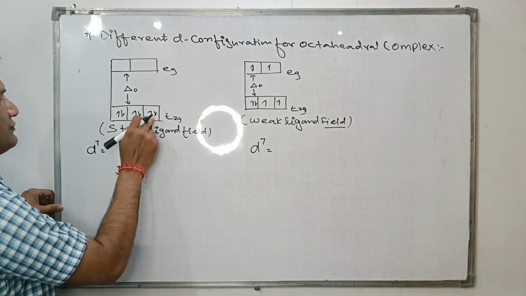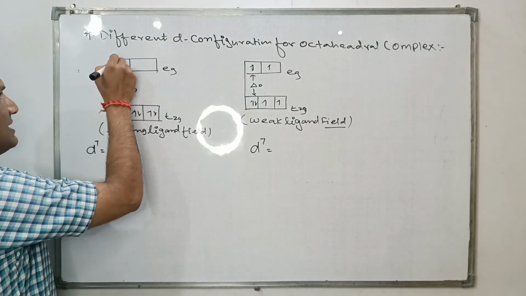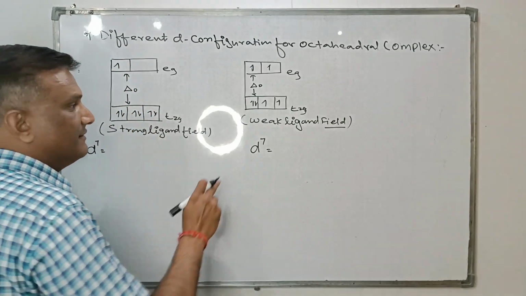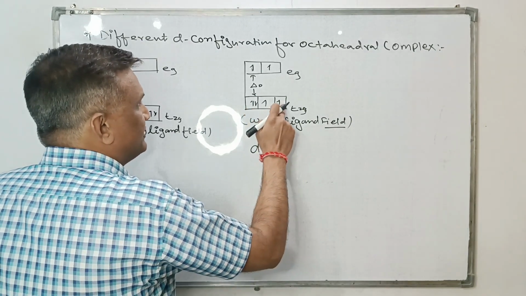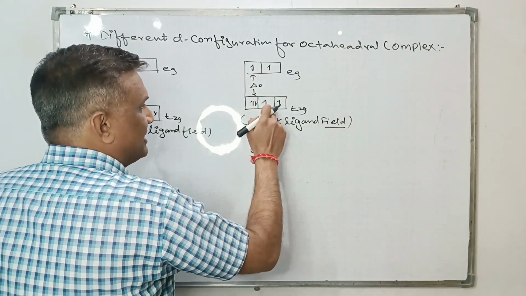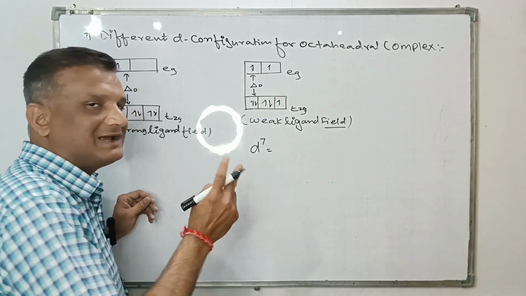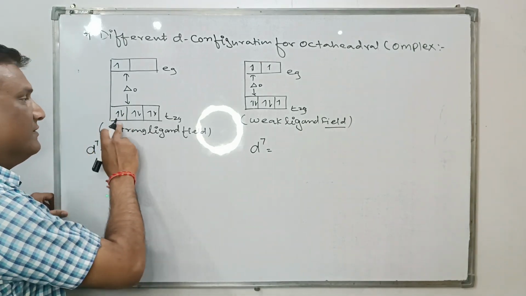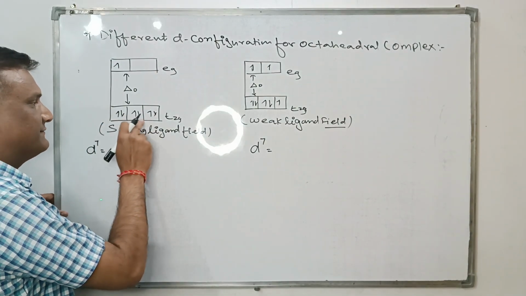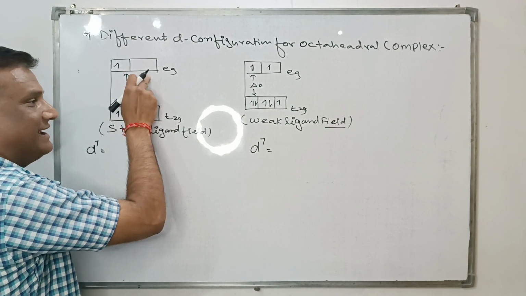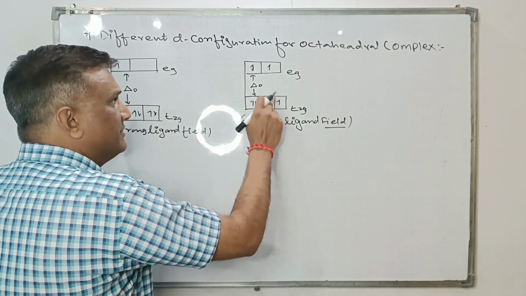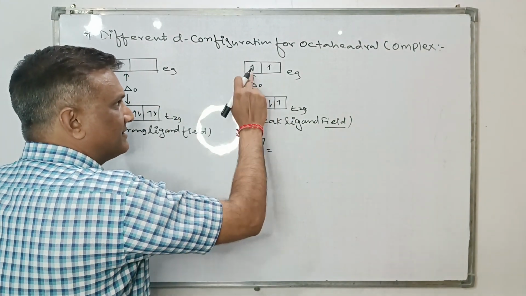Here is 1, 2, 3, 4, 5, 6, and now the 7th electron will be over here. For this it will be 1, 2, 3, 4, 5, 6 and 7. You have to fill according to how my fingers are going. For this 1, 2, 3, 4, 5, 6 and 7, 8, 9, 10. For this 1, 2, 3, 4, 5, 6, 7, 8, 9 and 10.